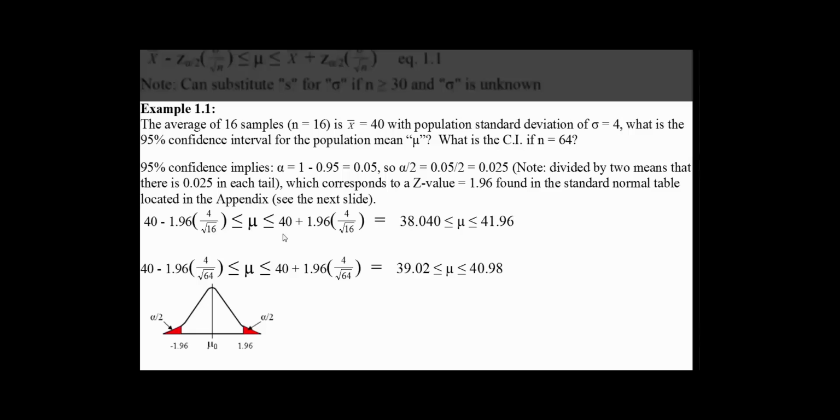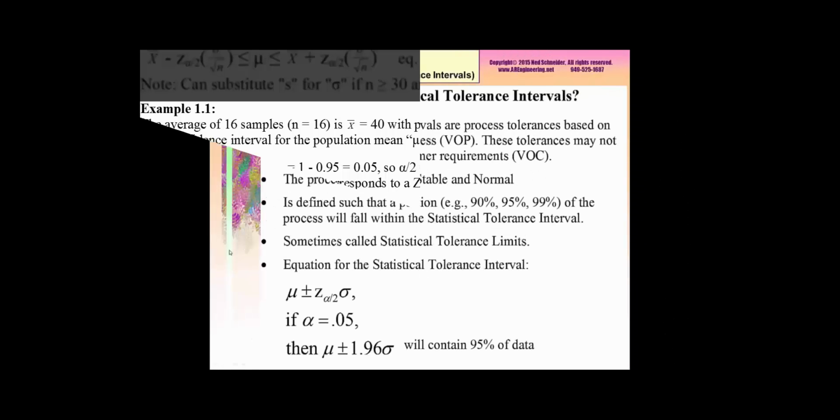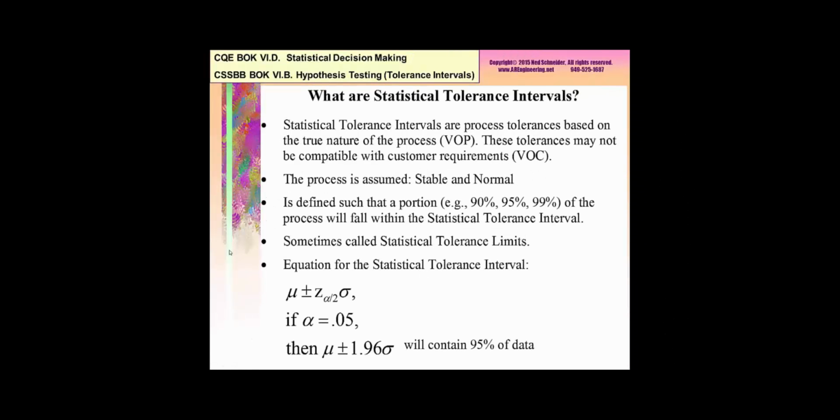And we do the same thing over here on the right. And we end up with a range where we say we're 95% confident that the true population mean or process mean falls between 38.04 and 41.96.